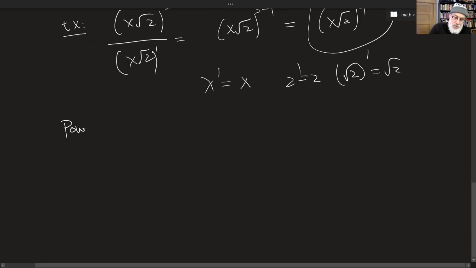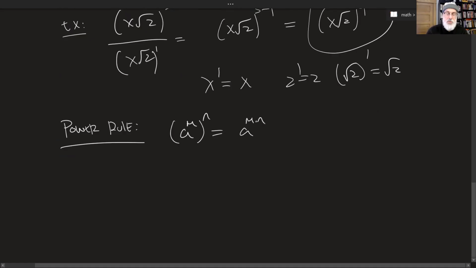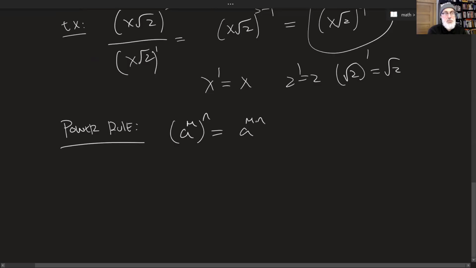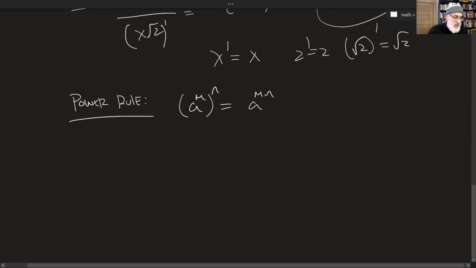Let's look at what we're going to call the power rule. So if I have a to the m, and then the quantity to the n, this will be the same as multiplying m and n. So you should see this is not the product rule. This is not a to the m times a to the n, where we add m and n. This is a to the m to the nth. So let's look at an example.